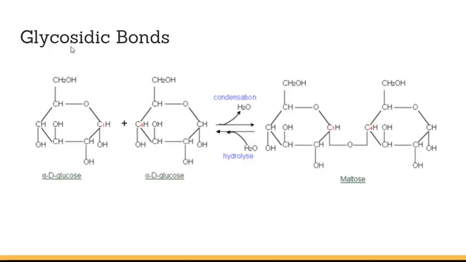Glycosidic bonds are categorized as either alpha or beta, dependent upon the monosaccharide form. In this example, 2 alpha-D glucose molecules are covalently linked. The linkage is between C1 of the first glucose and C4 of the second glucose. This linkage is classified as an alpha 1,4 glycosidic bond.